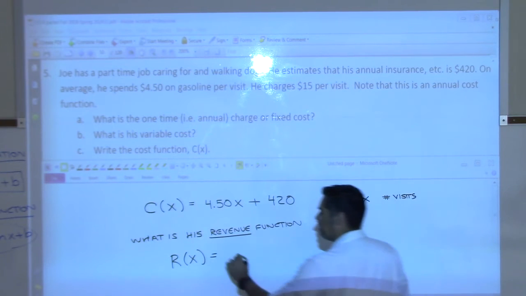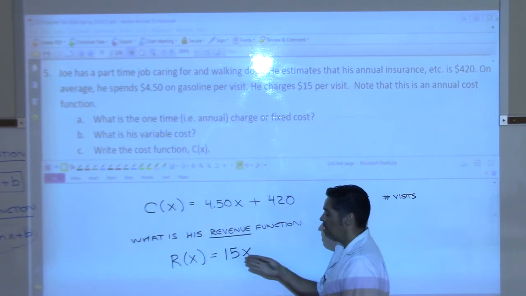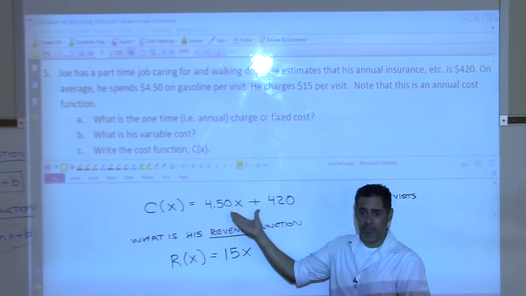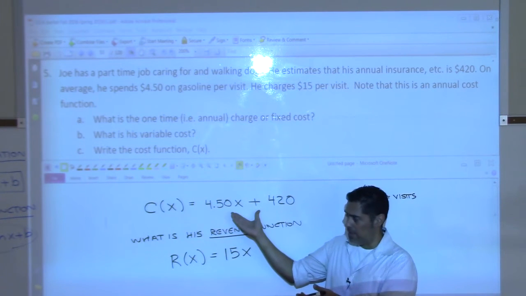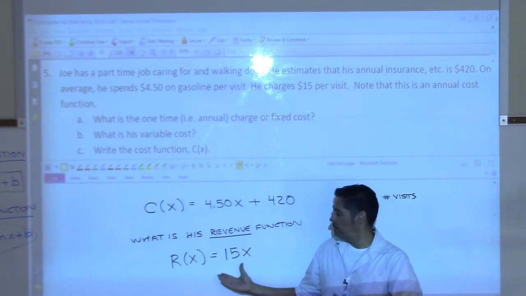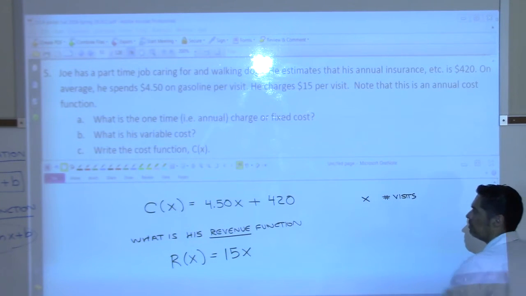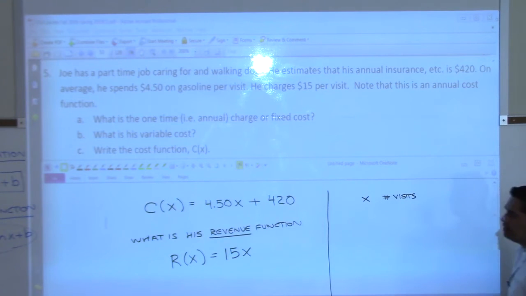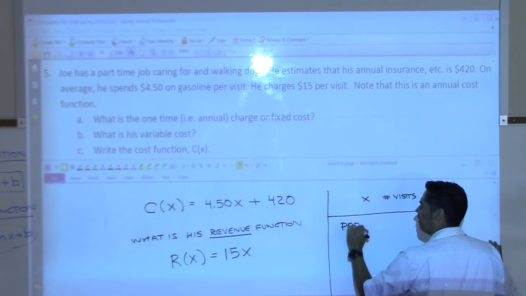15x, right? 15x. Now the 420 we wouldn't have here because this is annual. So look, this is how much it's going to cost him as a function of the number of visits he does, right? We already talked about this. This is how much he's going to make, revenue, right? Coming in per walk. Agreed? Now, do y'all know what the last type of function there is? You have a cost function, a revenue function. Your profit function.